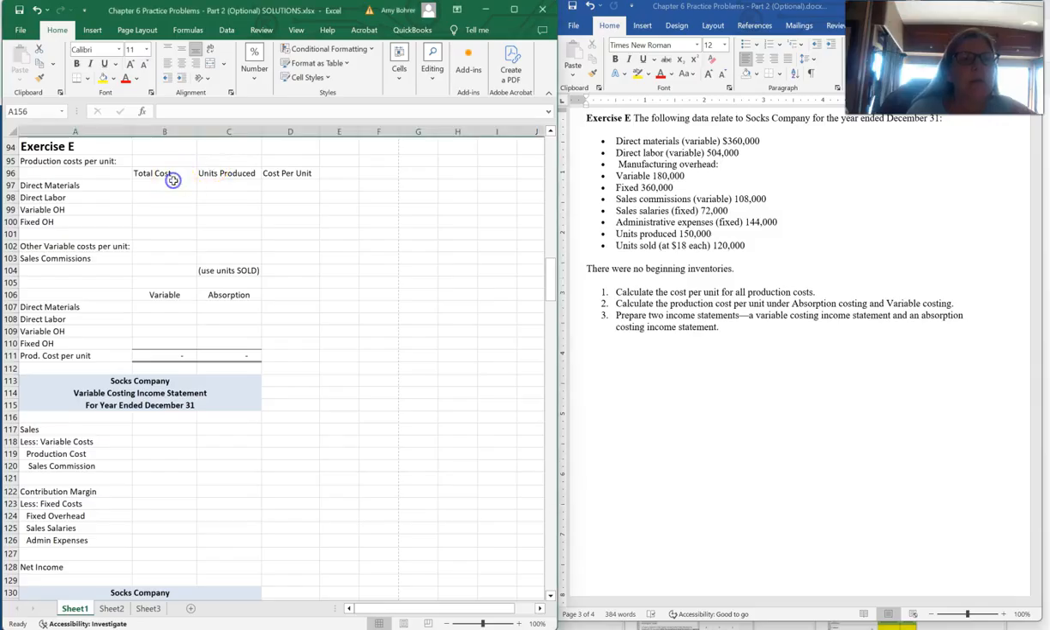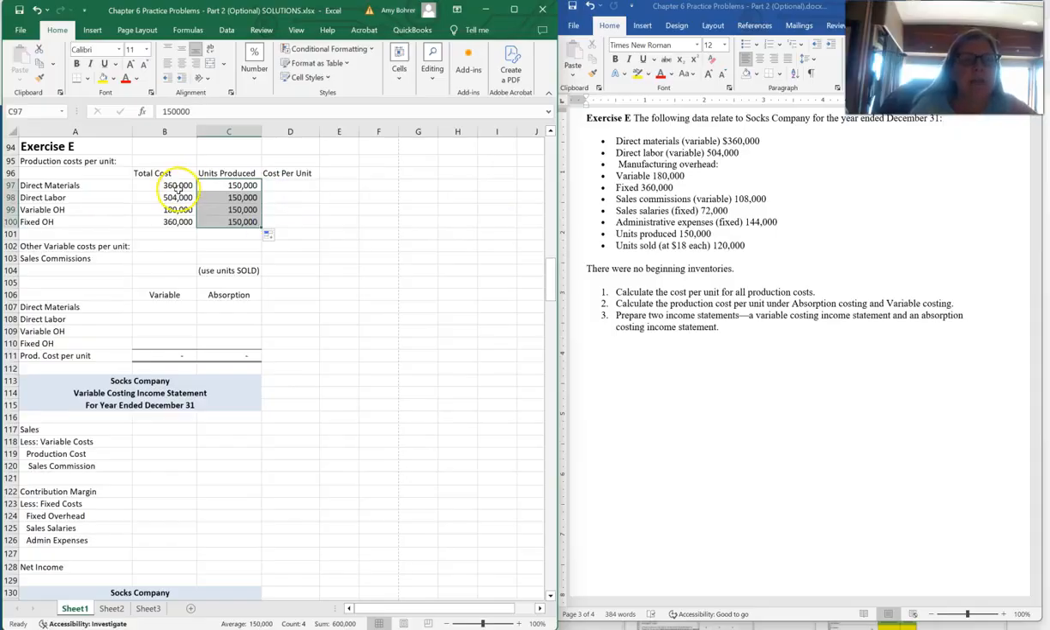Okay, so the total cost for direct materials is $360. Sorry, my 3 on my computer is sticking. Not 3 million. Direct labor is $504. Variable overhead is $180. And fixed is $360. The number of units produced gives us right here 150,000. I'm just going to copy that down.